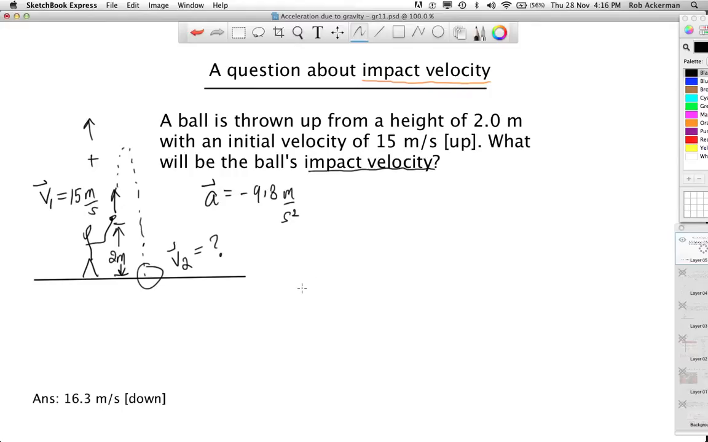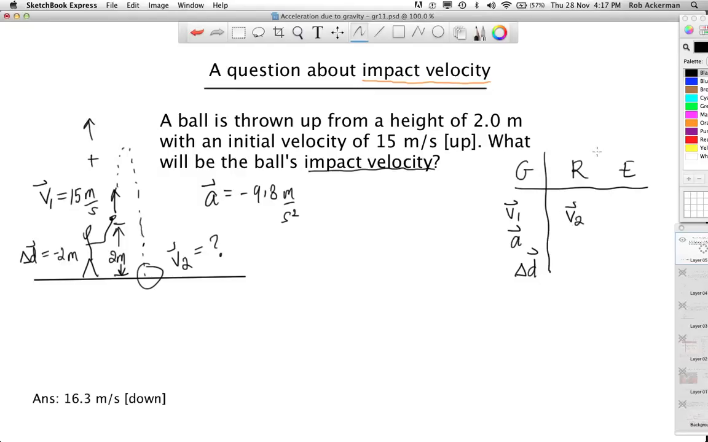All right, so here we go. How are we going to solve this one? Again, you're going to make a given, a required, and an equation chart. The given values are V1, A, and delta D. Remember, delta D is the negative 2 meters that we talked about, due to the ball starting here but ending 2 meters lower down. The required information is V2.